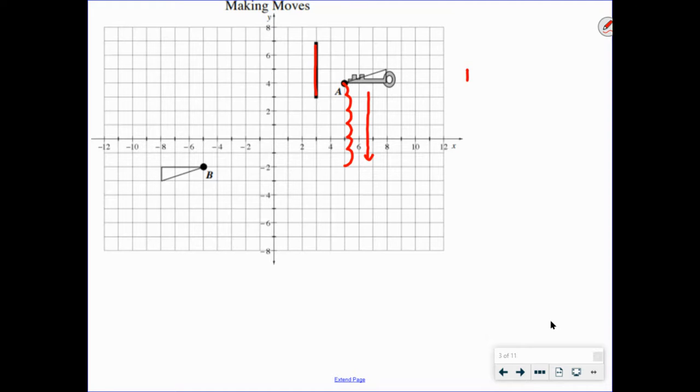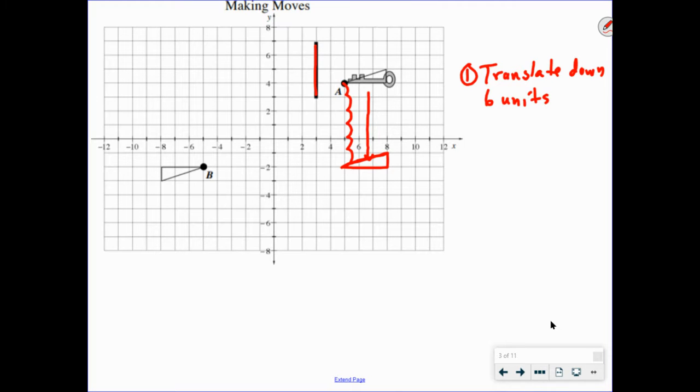So step number 1, what I would do is slide or translate down, got to say direction, 6 units. Okay, I translated down 6 units. That moves it here. Now, if you can visualize what it looks like, I'm going to go with the triangle. It looks like that, okay?